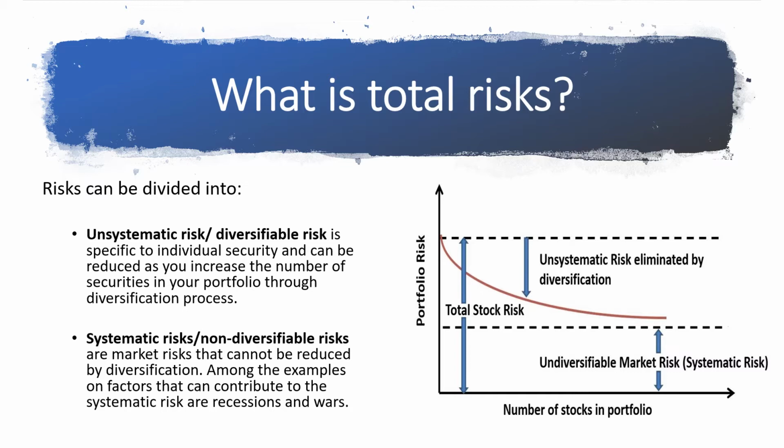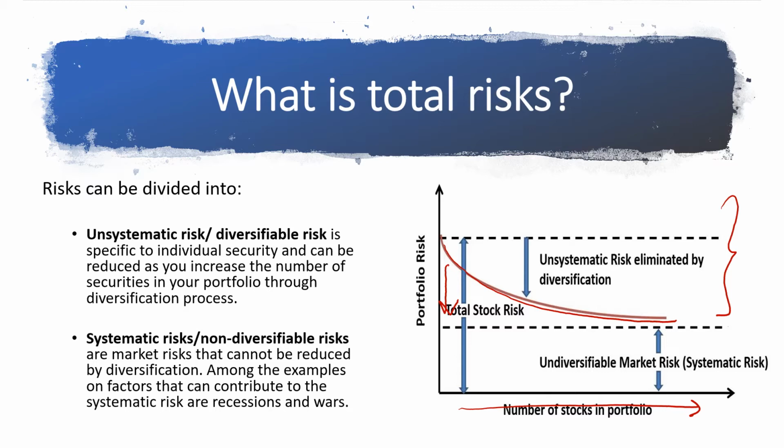The upper part of this graph illustrates that as the number of securities in a portfolio increases, the contribution of unsystematic risk to the standard deviation of the portfolio tends to decline. You can see the risk declining when the number of stocks in the portfolio increases. Thus, it shows that diversification leads to the reduction and eventual elimination of unsystematic risk.